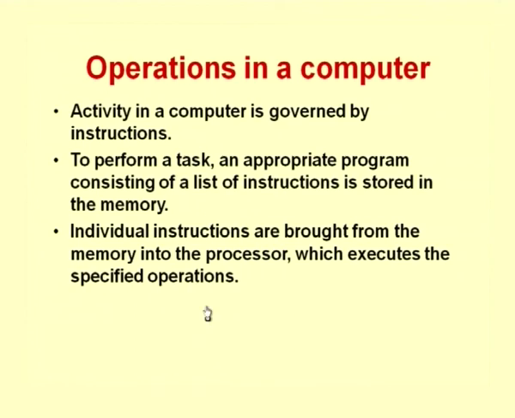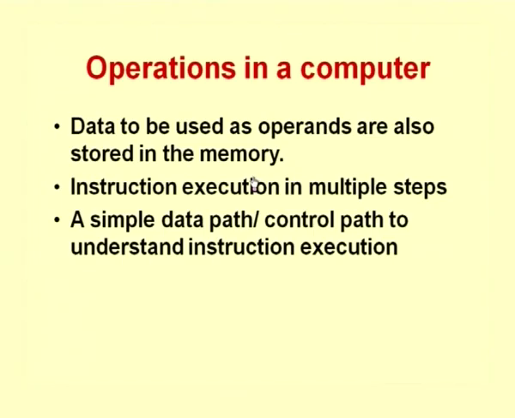Now, the data which is to be used as operands is also stored in the memory, and the instruction execution takes place in multiple steps. We use a simple data path and control path which will tell you how the instruction gets executed. So, we understand the whole instruction execution in terms of the data path and the control path.